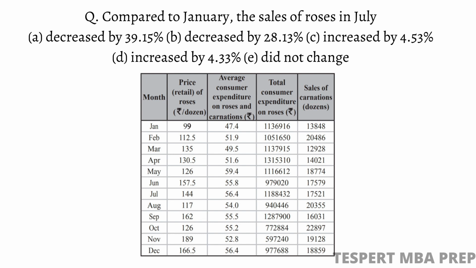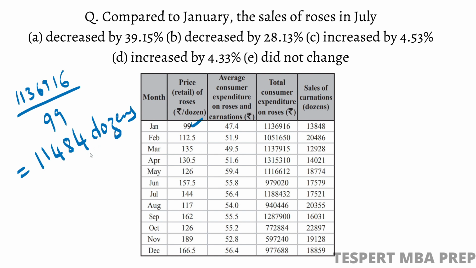Compared to January, the sales of roses in July increased, decreased, or did not change? In order to calculate the sales of roses, we must first find out the number of roses sold, right? The number sold in January as well as the number sold in July. First calculate the value in January. We know the total expenditure on roses is 1136919 in January. We also know the price of roses per dozen is 99 rupees. So 1136919 divided by 99 will give us the number of dozens sold, so 11484 dozens.